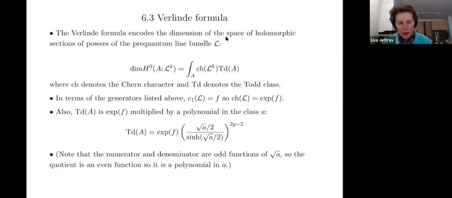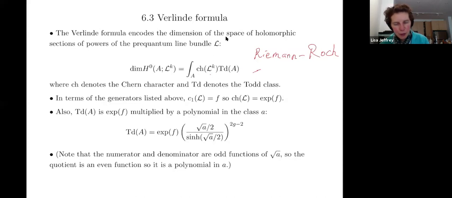Yeah, in fact, what I've written down is just the Riemann-Roch, or Grothendieck-Riemann-Roch. It says that, together with some assumption that the higher cohomology classes are equal to 0, so that this really is the Euler characteristic of this object, this is given by the Chern character of the kth power of the line bundle and the Todd class of A.